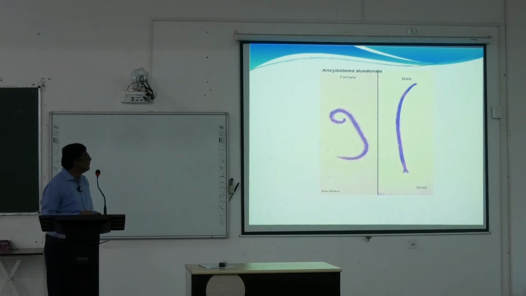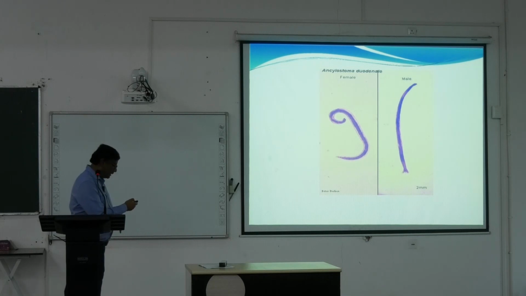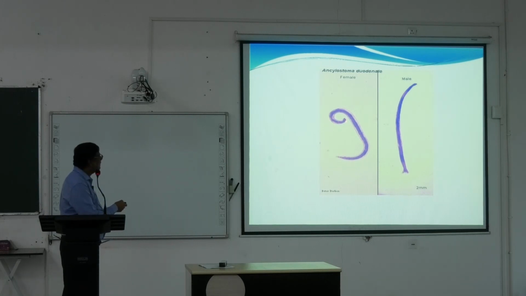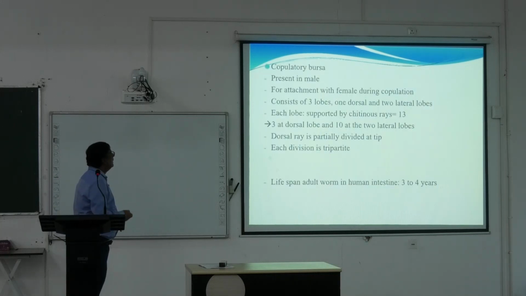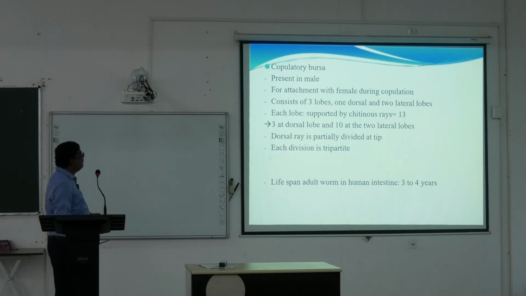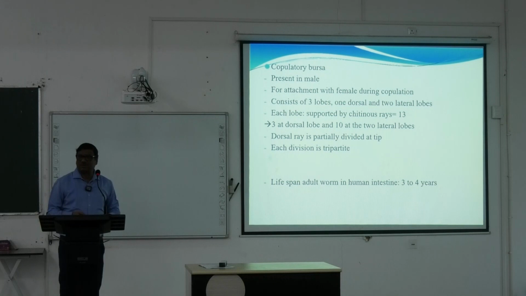This is the specimen. You see, this one is curved. That is why it is called hookworm. In the male, the copulatory bursa is there at the posterior end, for attachment with the female during copulation. It consists of 3 lobes, 1 dorsal and 2 lateral lobes. Nematodes are dioecious, that means male and female are separate.